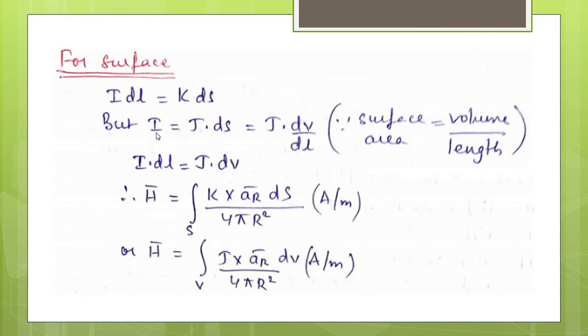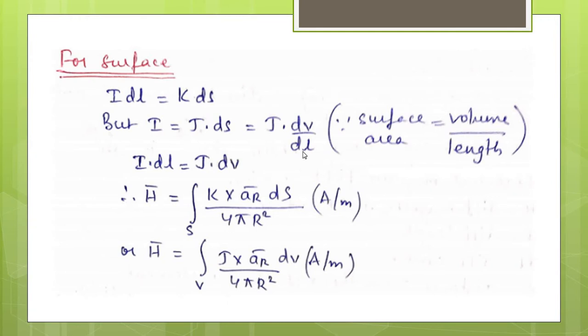According to the relationship between the current and the current density, we have I is equal to J dot dS, where J is the current density. So in place of dS we can write dV by dL. Here dS is the differential surface. The relation between surface and volume is that surface area is equal to volume divided by length. So in place of dS we substitute dV, the differential volume, by dL, where dL is the differential length.